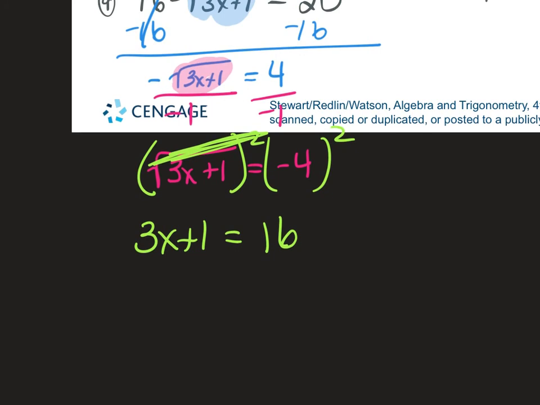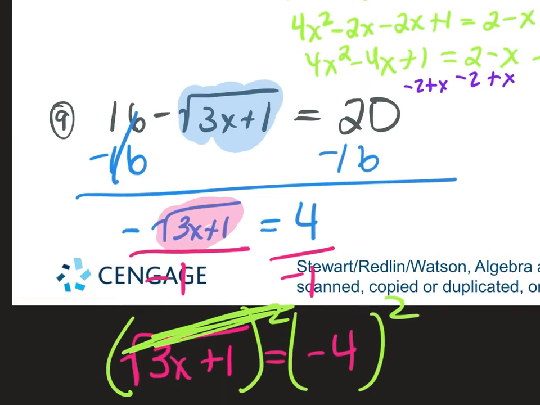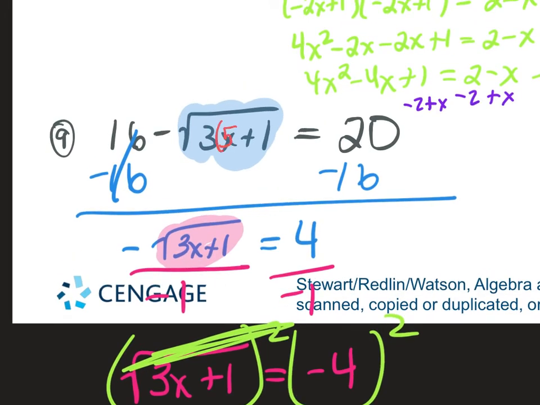And now we just solve, guys. Basic equation. Minus 1 from both sides. 3x equals 15. Divide both sides by 3, and x equals 5. Now, before you move on to the next one and say, oh, okay, I got this one right, let's go back up here and look. If I put a 5 in here, what is 3 times 5? 15 plus 1 is 16. So I have the square root of 16, which is 4.